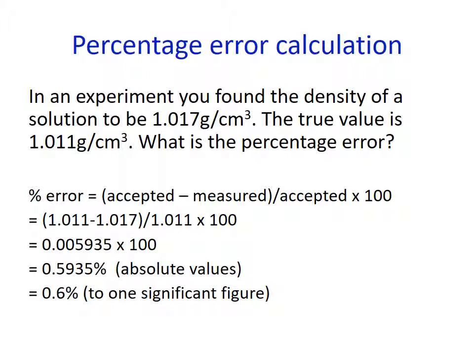And for the calculation, for example, here we have an experiment where you found the density of a solution to be 1.017 grams per centimeter cubed. The true value is 1.011 grams per centimeter cubed. What's the percentage error? Well, the percentage error is the accepted minus the measured, divided by the accepted, times 100. So you plug the numbers in and you get an error of 0.6%. Reasonably acceptable percentage error.